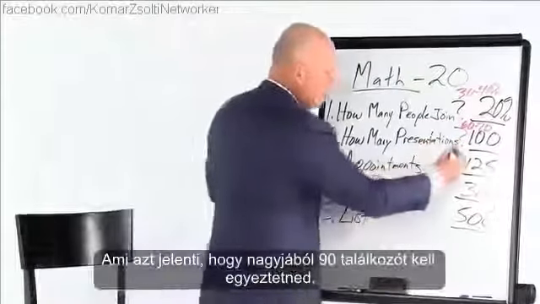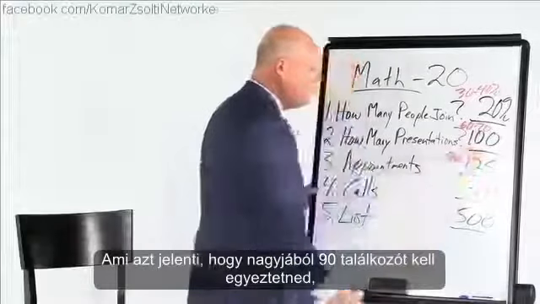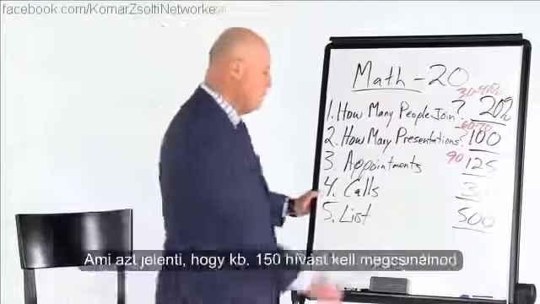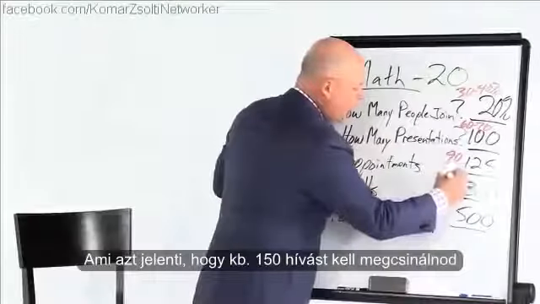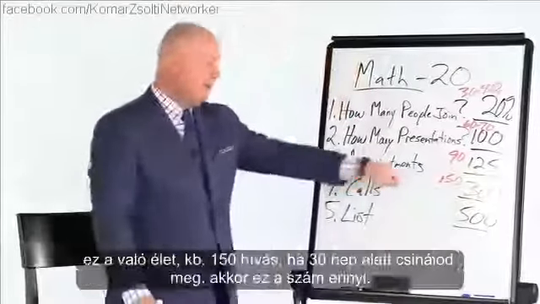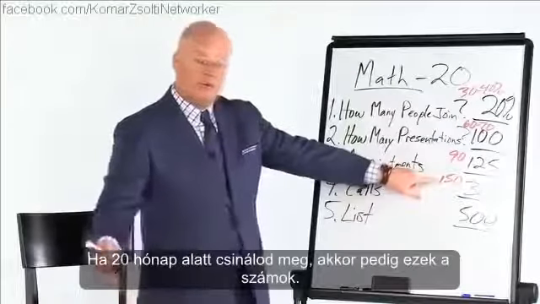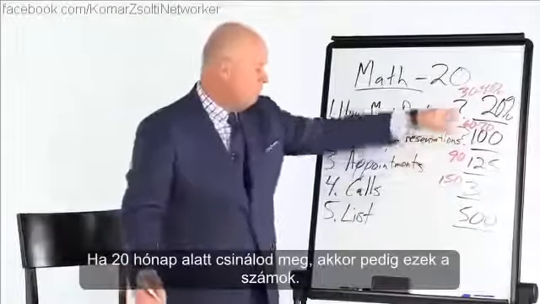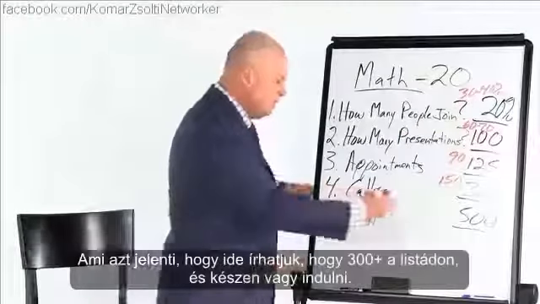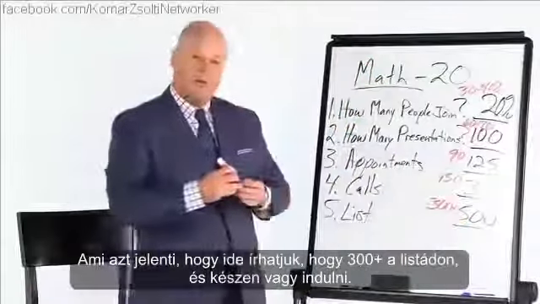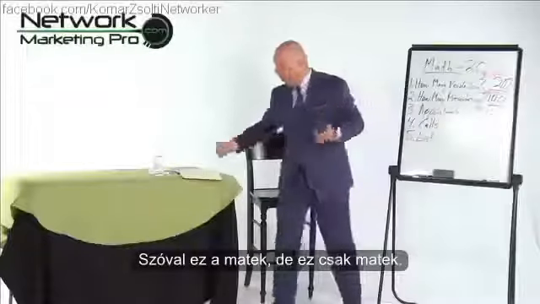Which means you're going to have to set up about 90 appointments or so in order to get those 60 to 70 to show up. Which means you're going to have to make about maybe 150 calls. That's real life, about 150. If you do it in 30 days, it's about this number. If you do it in 20 months, it's about these numbers. Which means, put 300 plus on your list and off you go. So that's the math. It's just math.